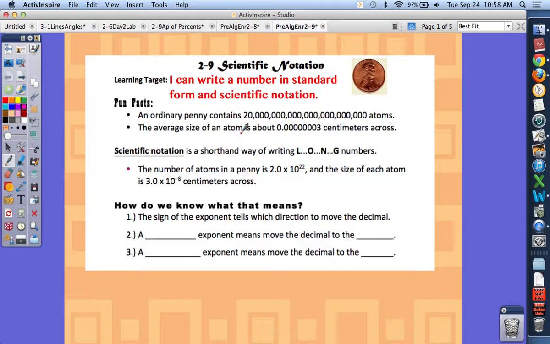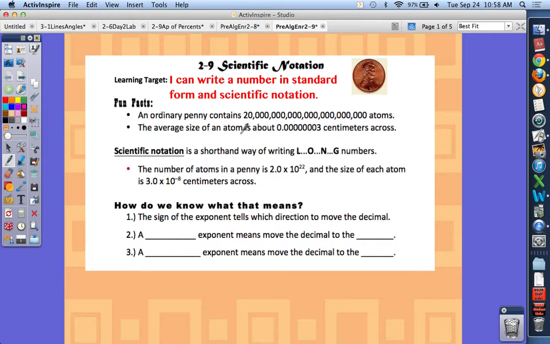About scientific notation. You probably have seen scientific notation before, probably in your science class, because that's what the notation is commonly used for. So copy down your target, and I'm going to talk about scientific notation while you're doing that. Here's some fun facts for you to work with.